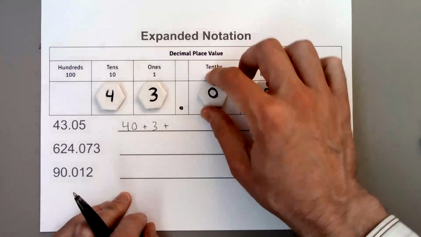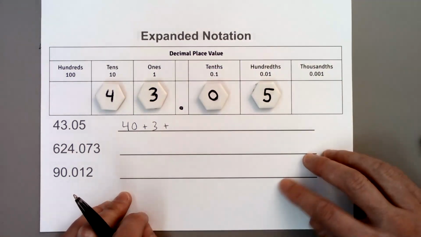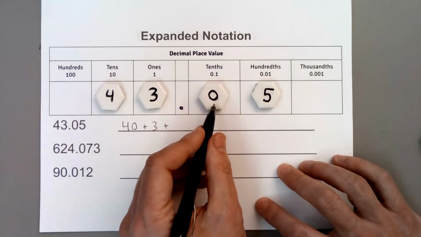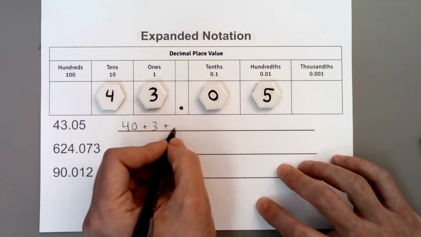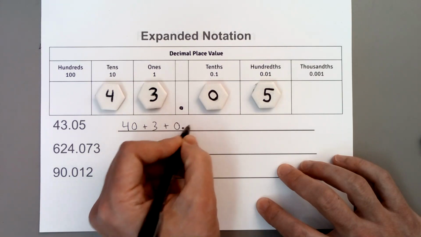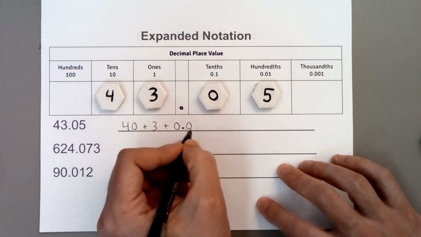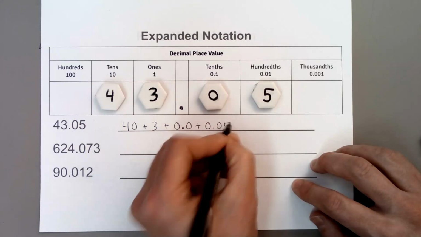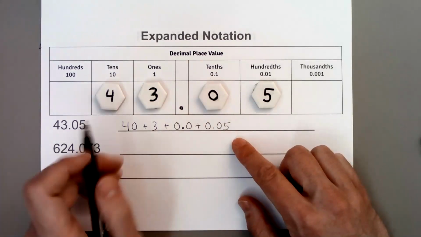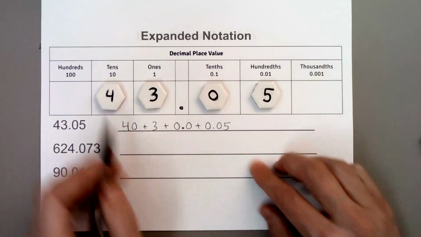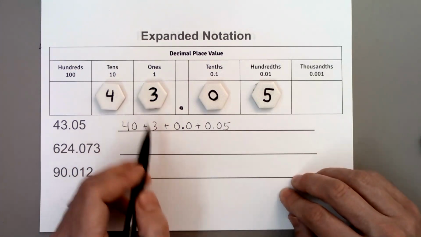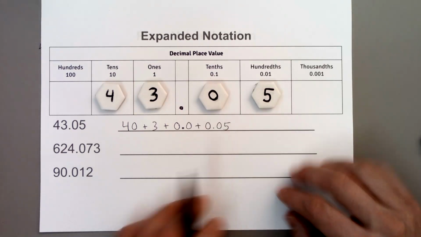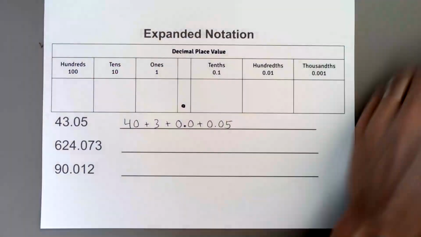Now the 0, it's in the tenths place. So really, I don't have to include this because it doesn't change the value, but just for sake of clarity, I will. That's 0 tenths. And then 5 is in the hundredths place. So then I write 5 hundredths. Expanded notation just shows you the true value of each digit. The 4 is actually a 40. 3 means 3. And the 5 actually means 5 hundredths, not 5 ones. So let's clear this and do it with the next number.